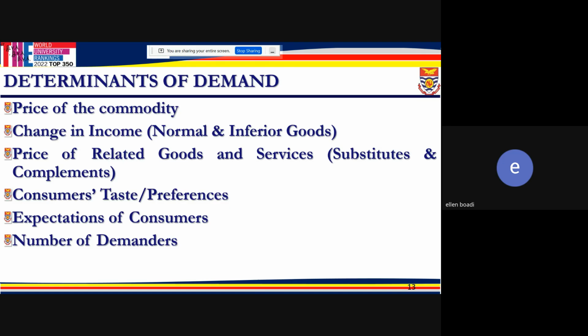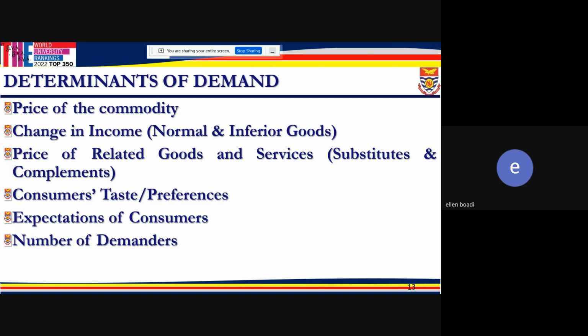And the last thing is that when the number of consumers or the number of people who are demanding the commodity increases, it also affects the quantity that is demanded of the commodity. So in a typical market, if for instance the population has increased, at first the number of people buying the commodity was 50, but now the population has increased to 1,000. It means that, other things being equal, we are likely to see an increase in quantity.